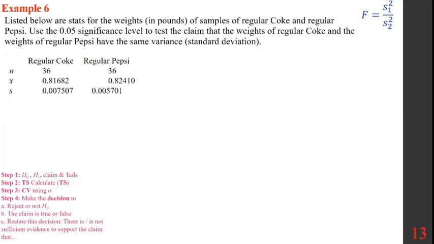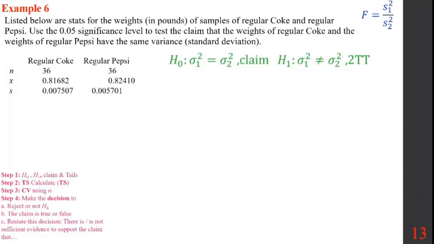Look at S. S is 0.007507 for regular Coke, and it's 0.005701 for regular Pepsi. Because Coke is larger, we choose that as the first group, and we write the test of hypothesis with the first one: H0, sigma 1 equals sigma 2, or sigma 1 squared equals sigma 2 squared. Same variance or standard deviation. Either one is fine. And that's the claim, and H1 is that they are not equal. That would be the one we are looking at. It's a two-tailed test. So you do the test statistic of S1 squared over S2 squared.